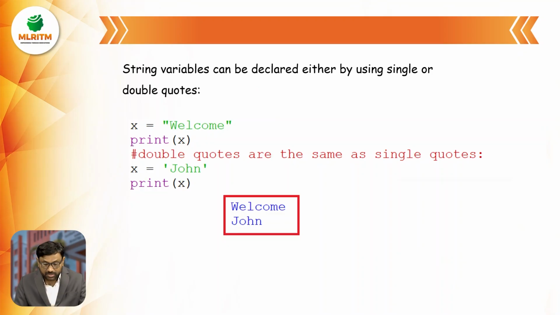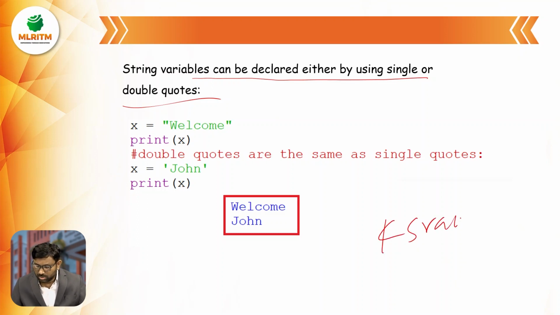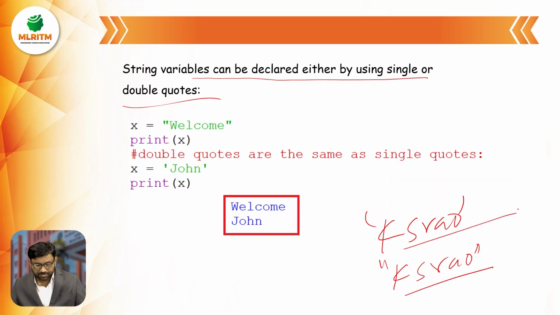Next, string variables can be declared either by using single or double quotations. So we can use single or double quotation to represent a string. For example, if I write K.S. Rao in single quotation, it is acceptable. If you write K.S. Rao in double quotation, the string is also accepted. It can understand that it is a string.